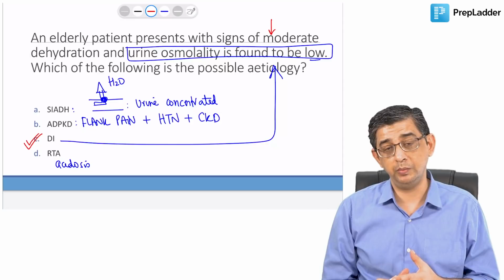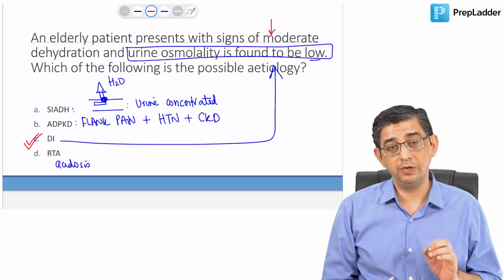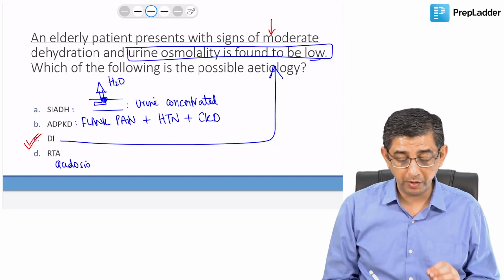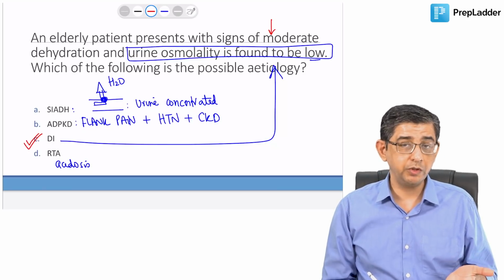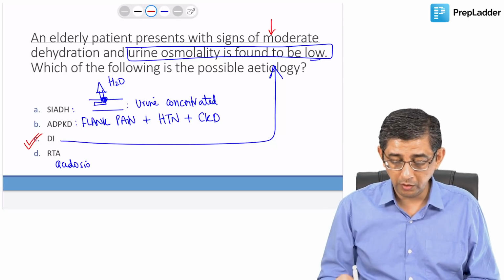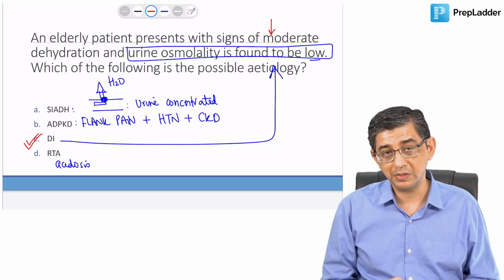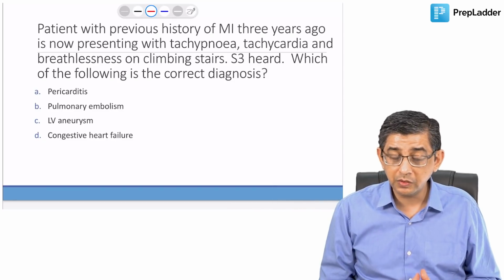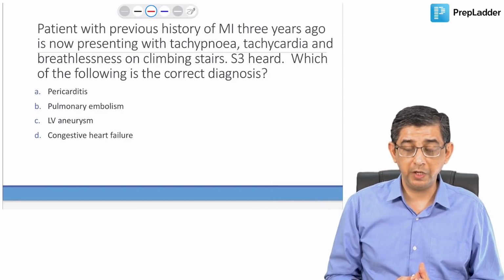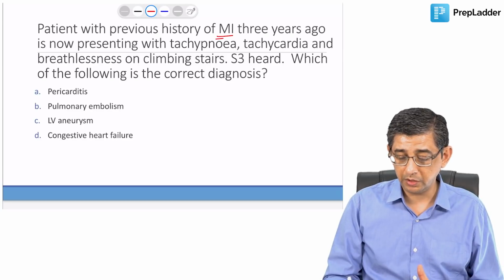When you evaluate the person, low urine osmolality is one of the keywords that you always need to remember for DI. It could either be central or it could be nephrogenic. That will obviously be worked up in the investigation part. But the moment you read the statement that I've highlighted in the box, it means that diabetes insipidus is to be considered.